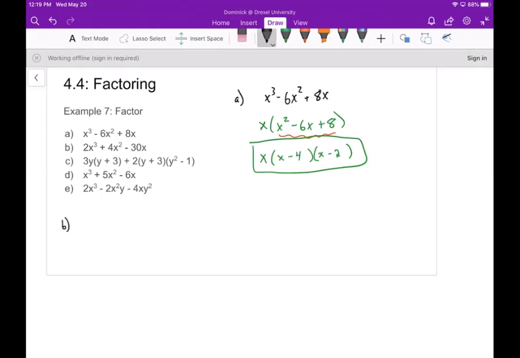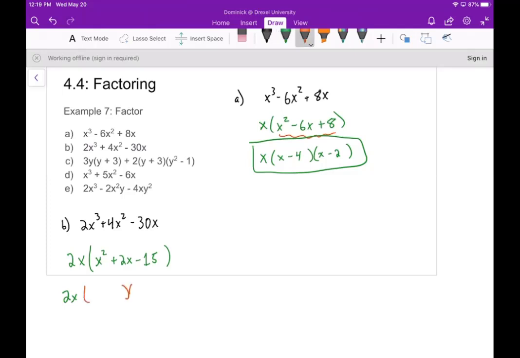Part B, I have 2x to the third plus 4x squared minus 30x. So it looks like here I can factor out not only an x, but I can even factor out a 2, which is going to make things much, much easier, because now I'm going to get an x squared plus 2x minus 15. Even though before it looked like my highest degree had a non-1 coefficient, it now doesn't. So 2x is coming along for the ride.